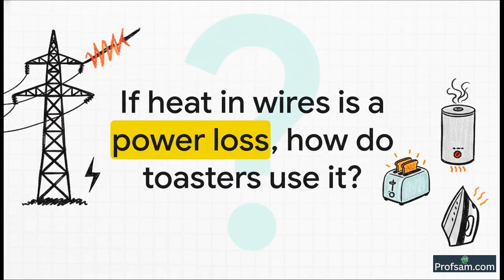And I'll leave you with one final question to think about. We've just spent all this time talking about how heating in transmission wires is a power loss that we try to minimize. But then, what about devices like your electric toaster, or a water heater, or an iron? How did these things take that exact same loss and turn it into something useful for us? It's a great question, isn't it? Think about it, and we'll explore that in our very next topic.